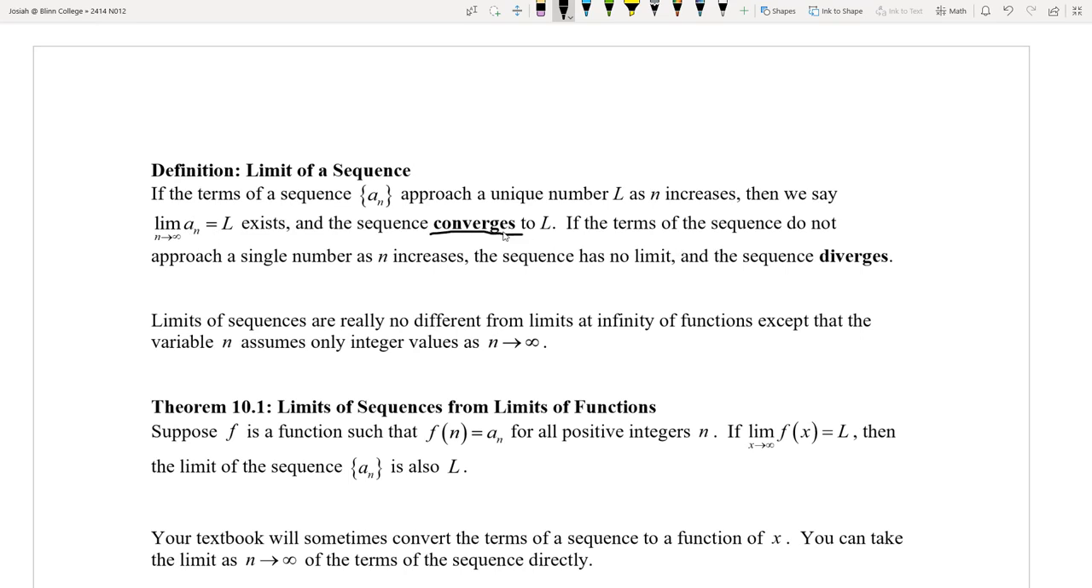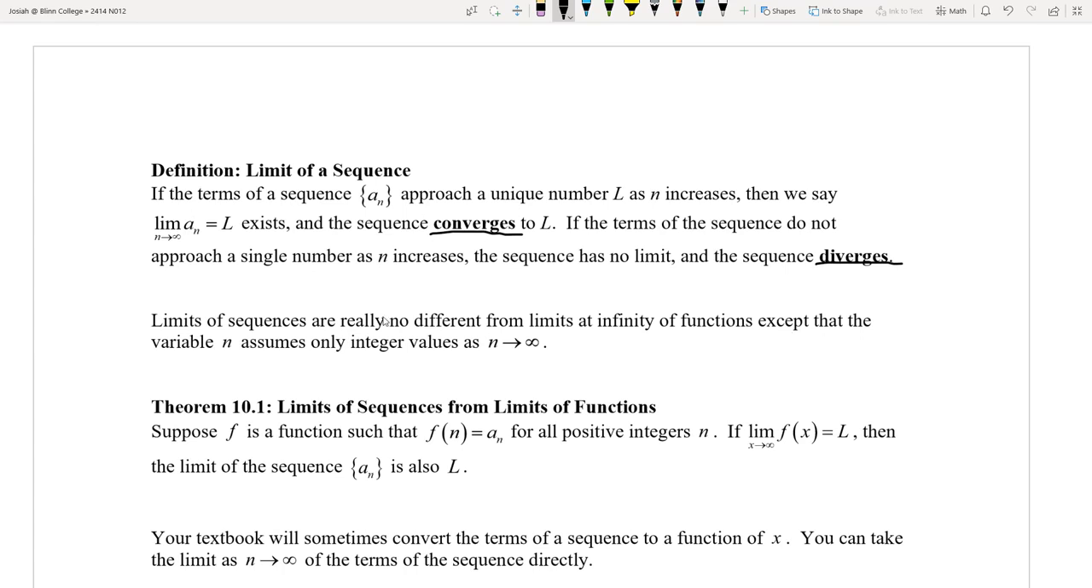Very important. Again, we talked about this when we were talking about our improper integrals. Convergence and divergence are going to be huge in this chapter. If the terms do not approach a single number, that means if they approach multiple numbers, if they go to infinity, negative infinity, if they oscillate, if they wander around, the sequence has no limit, the sequence diverges.